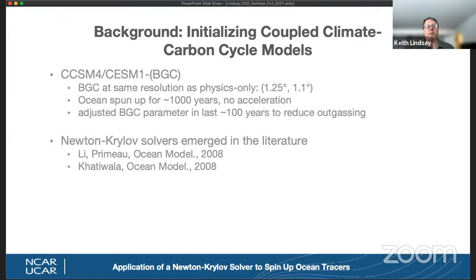As we moved forward towards CESM2, in the meantime, we were trying to develop techniques to spin it up besides this brute force. And one of the things that emerged in the literature were these Newton-Krylov solvers that I'm going to talk about, that were published in Ocean Modeling for Offline Tracer Modeling in 2008 by Li and Primeau at Irvine and Khatiwala, who was at Columbia at the time.